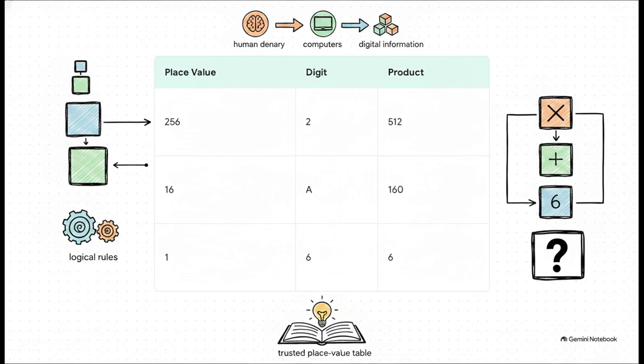Let's take the hex number 2A6. 2 times 256 is 512. A, which remember is 10, times 16 is 160, and 6 times 1 is 6. Add all that up, and 2A6 equals exactly 678 in human numbers.